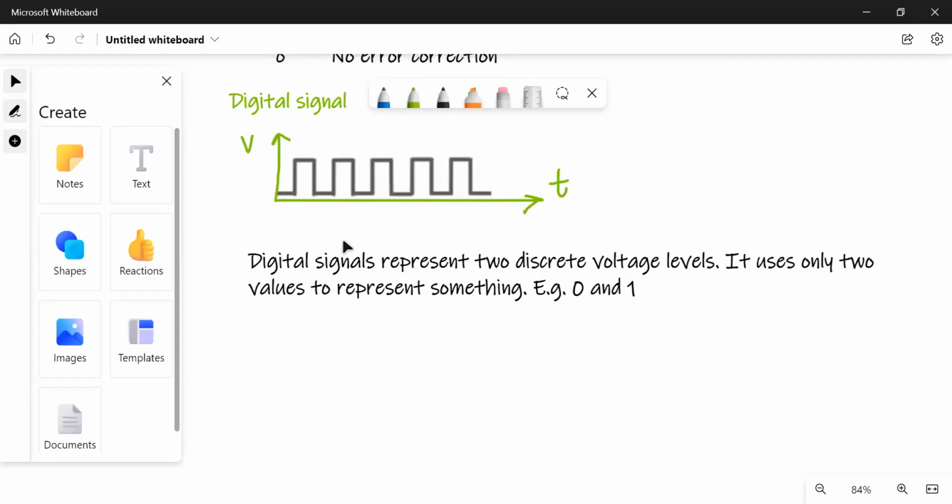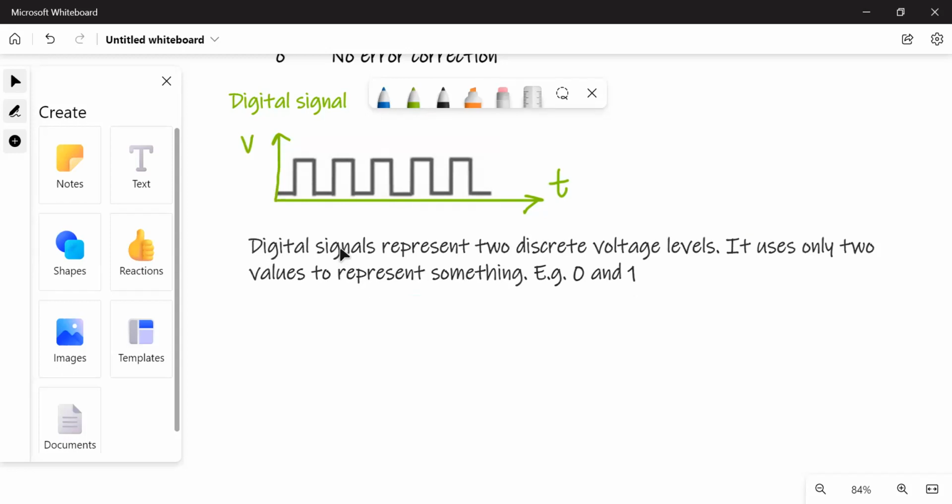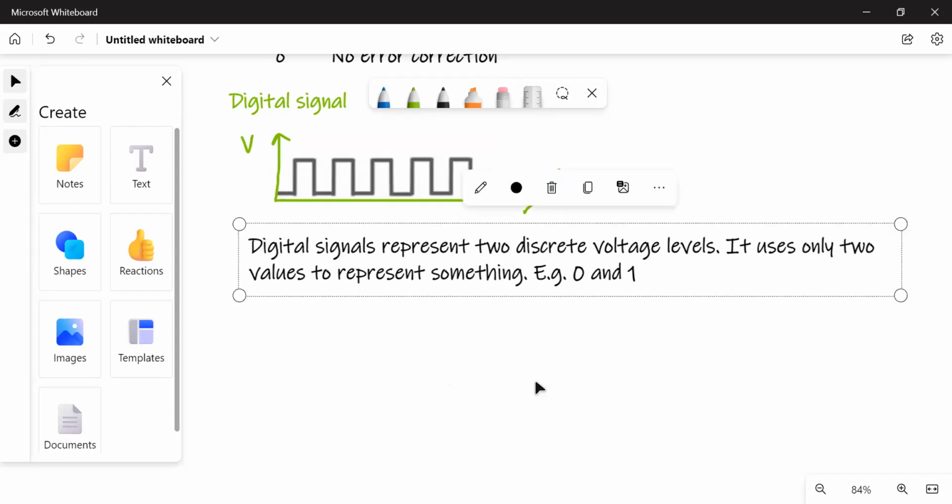So now that we have discussed digital signals, we know that there are two voltage levels, and we can represent them using 0 and 1. So inside the computer, everything we represent using this form. And this is what is exactly happening.